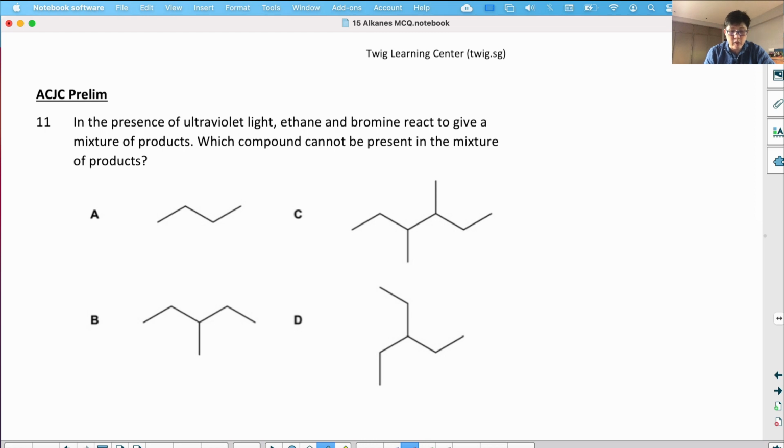In the presence of UV light, ethane and bromine react to give a mixture of products. Which compound cannot be present in the mixture? Usually, as you can see from here, all these probably form in the termination step.